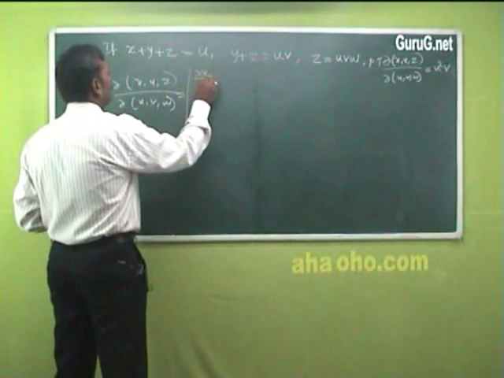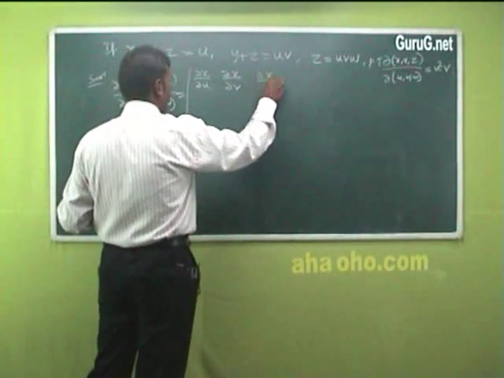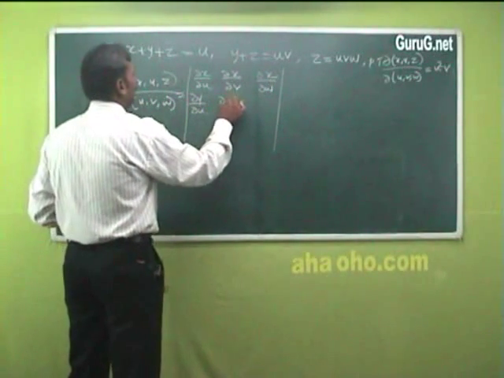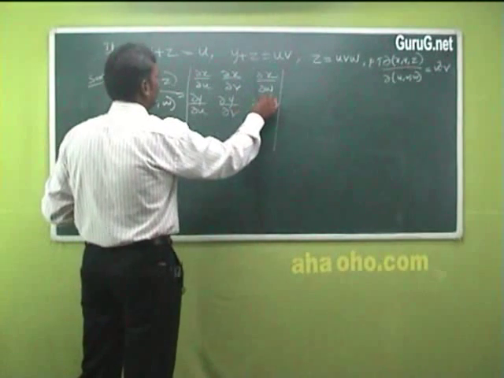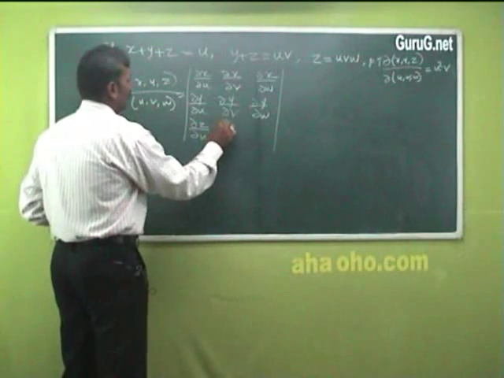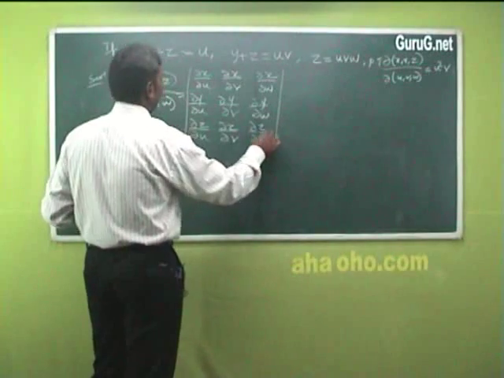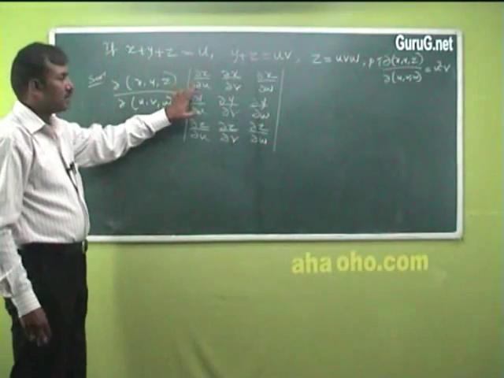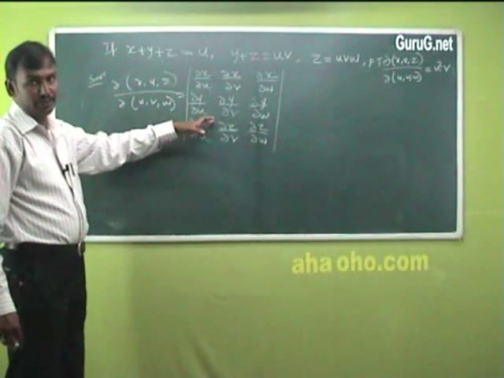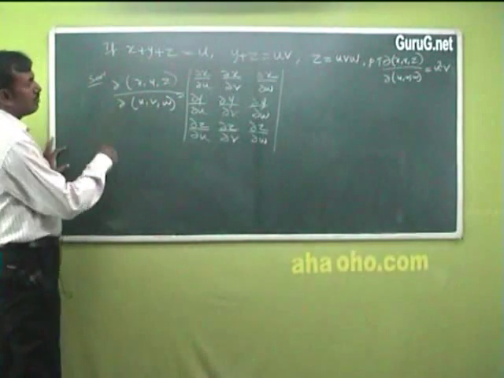So dou x by dou u, dou x by dou v, and dou x by dou w, and dou y by dou u, dou y by dou v, and dou y by dou w. The third one, dou z by dou u, dou z by dou v, and dou z by dou w. Okay. So if we calculate x, y, z in terms of u, v, w, it is easy to differentiate. So from these three equations, you find out x, y, z in terms of u, v, w.